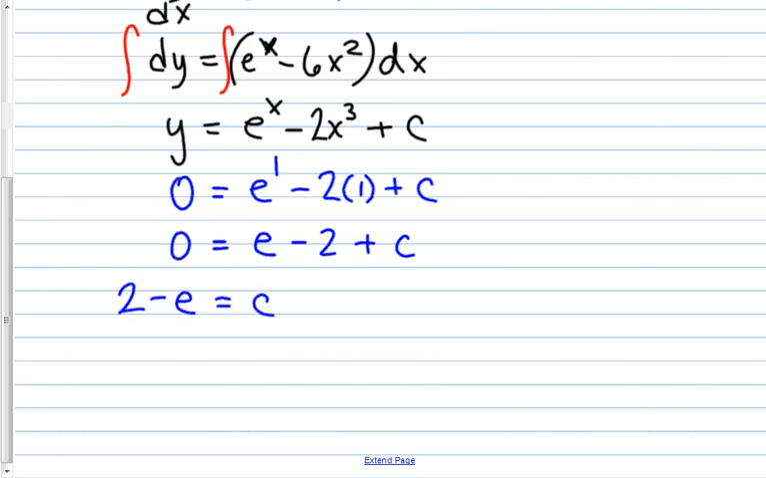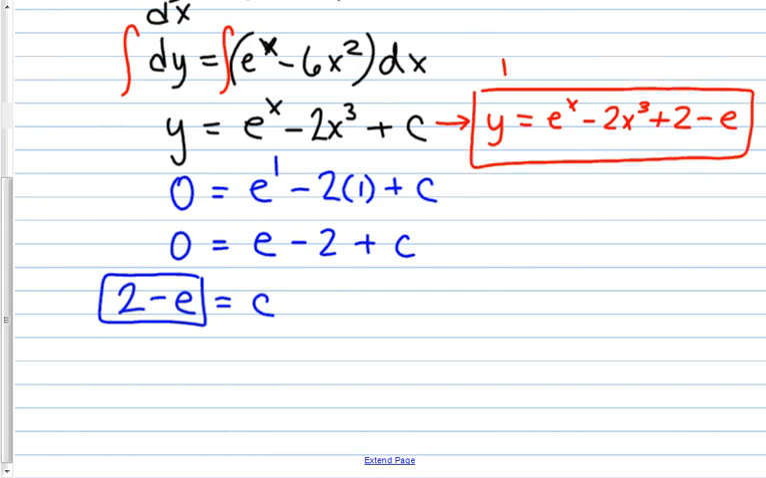So now that I know that c is all of this stuff, my equation over here, so y equals e^x minus 2x cubed plus 2 minus e. And this is my equation. This is my particular solution. When it says the word particular, you should be like, okay, I'm only going to find one. And if you have initial conditions, that should be a key word for you to be like, okay, I'm looking for one equation because I'm going to find the value of c.